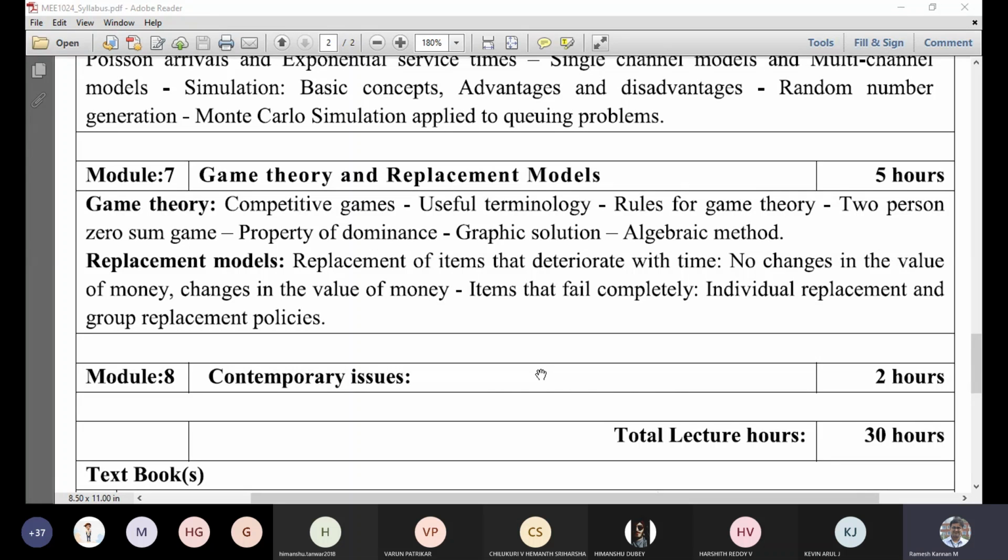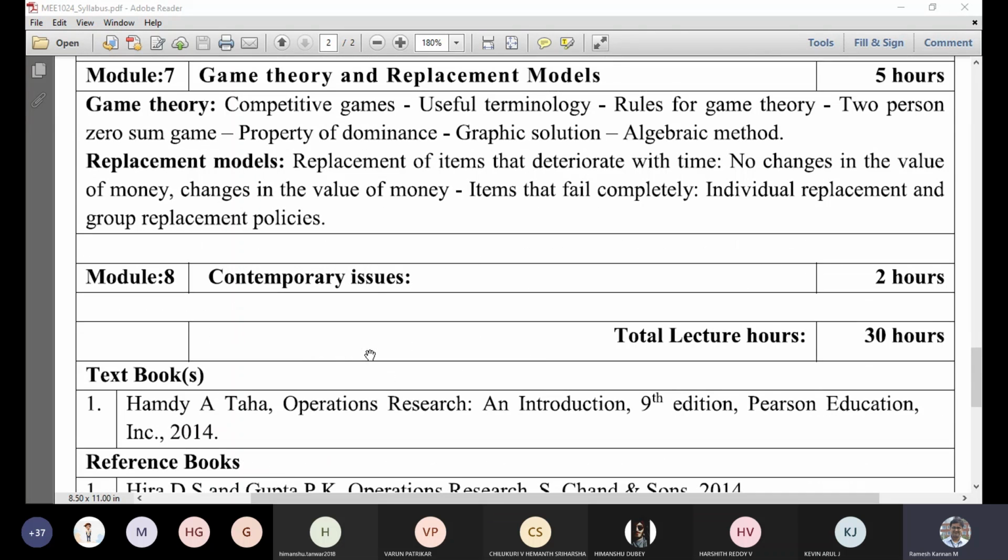The next is called the replacement model. As I told you, as a mechanical engineer or a plant engineer or industrial engineer, you should know when you have to replace an equipment, or if you want to sell an equipment, you should look into depreciation, so that when you sell it, you get the optimum value. Those kinds of decisions will be made using the replacement model. And as I told you, module 8 is the industry thing. We will be focusing on that a little later.